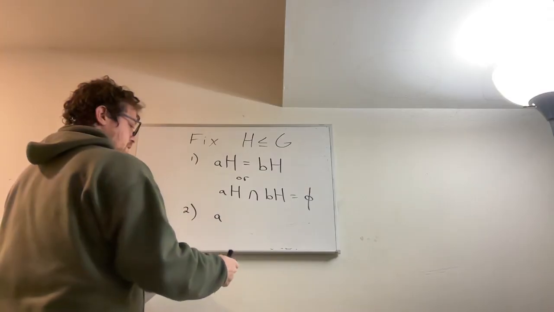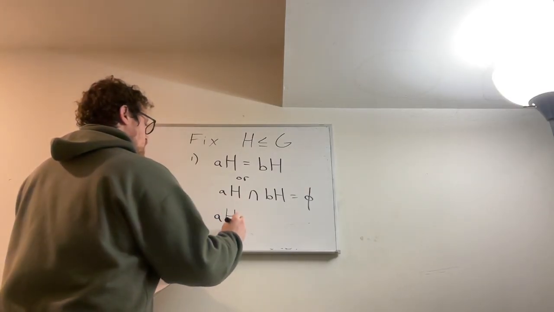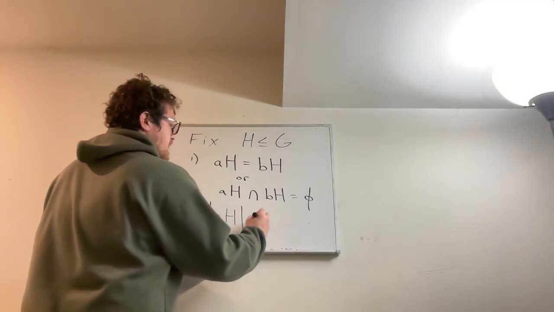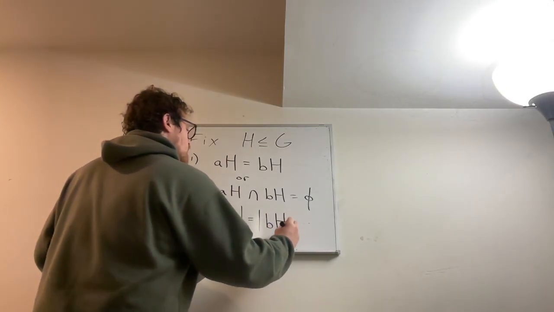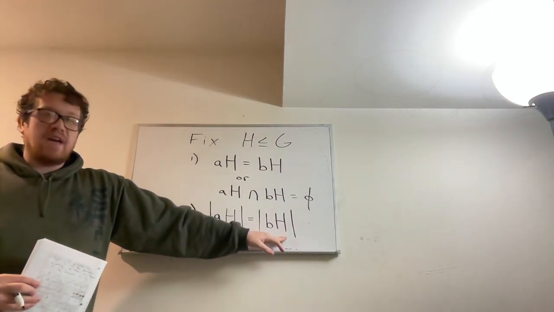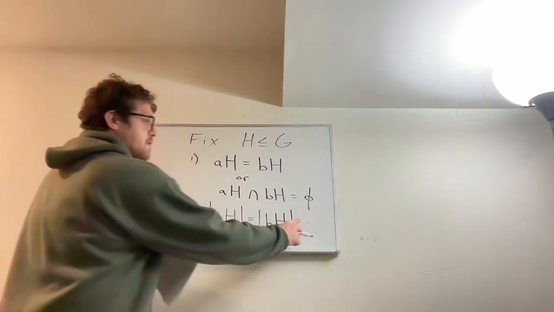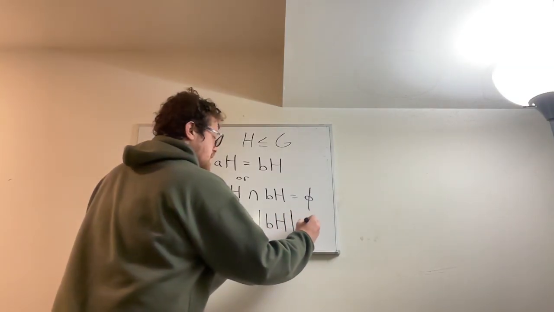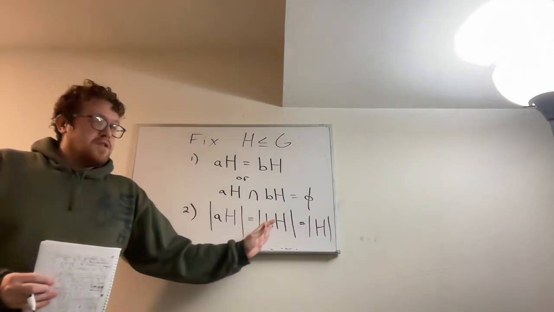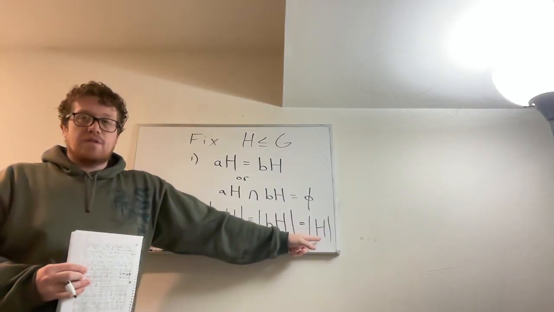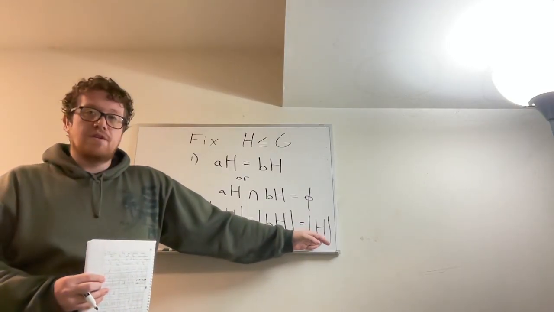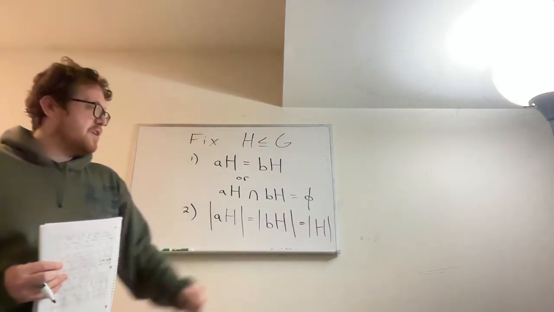The size of this coset AH is always equal to the size of any other coset BH, and this is just some fixed number. If they're finite groups, then the size of the coset is just equal to the size of H itself. So all of the cosets have the same size, equal to the size of H, because H is one of the cosets in particular. The identity element times H gives you this left coset, which is just H.